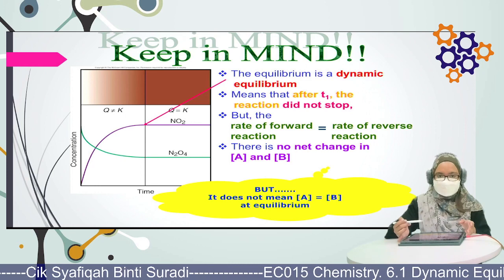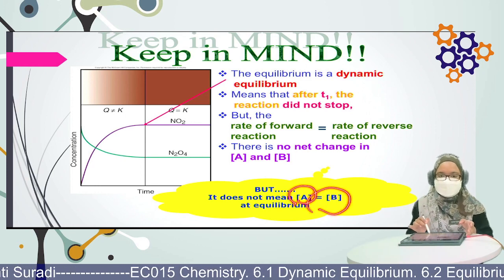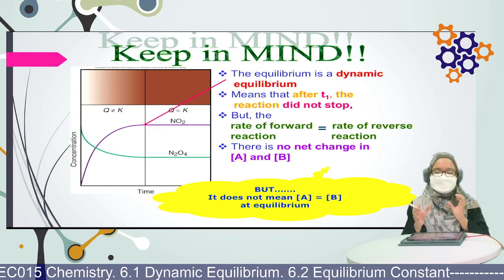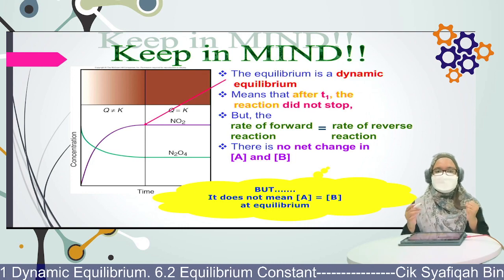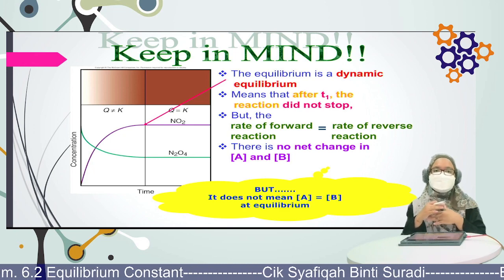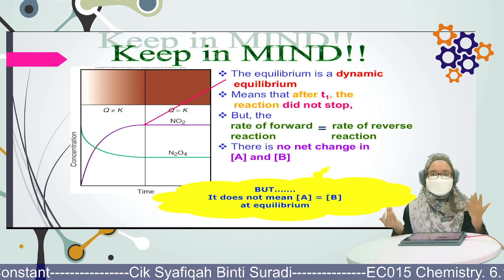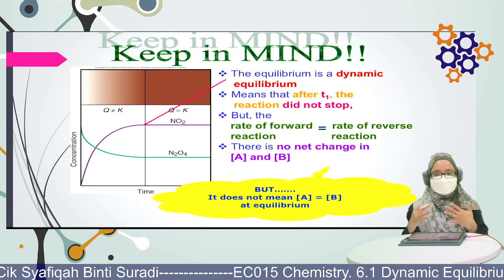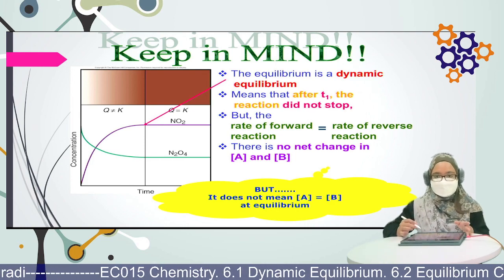But it does not mean that the concentration of A will be equal to the concentration of B at equilibrium. It's just that dia tak ada perubahan dalam concentration. Maksudnya rate of forward reaction sama dengan rate of reverse reaction. Sebab tu dia tak ada change in concentration of product dan juga reactant. Tapi tak bermaksud concentration of A dan juga concentration of B will be the same. Tak macam tu. Alright, so you have to keep this in your mind.